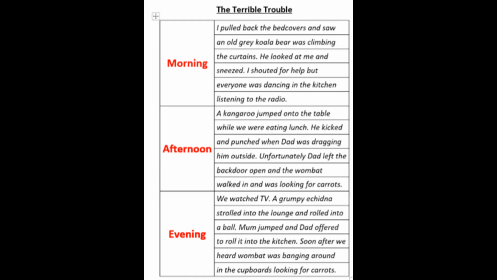Morning. I pulled back the bed covers and saw an old grey koala bear was climbing the curtains. He looked at me and sneezed. I shouted for help, but everyone was dancing in the kitchen listening to the radio. Afternoon. A kangaroo jumped onto the table while we were eating lunch. He kicked and punched when Dad was dragging him outside. Unfortunately, Dad left the back door open and the Wombat walked in and was looking for carrots. Evening. We watched TV. A grumpy echidna strolled into the lounge and rolled into a ball. Mum jumped and Dad offered to roll it into the kitchen. Soon after we heard Wombat was banging around in the cupboards looking for carrots.